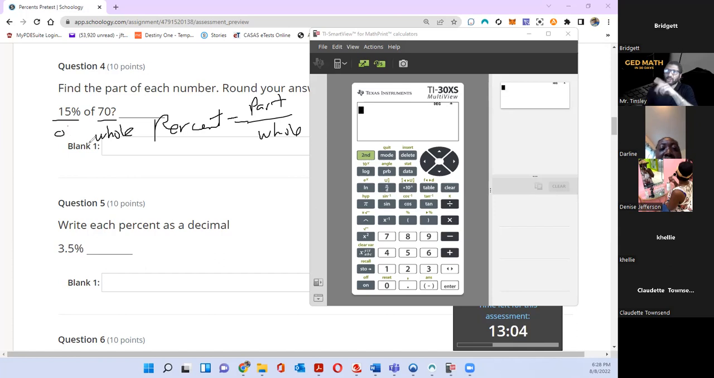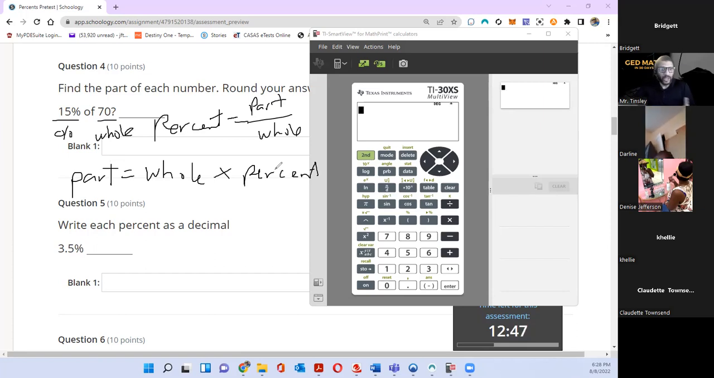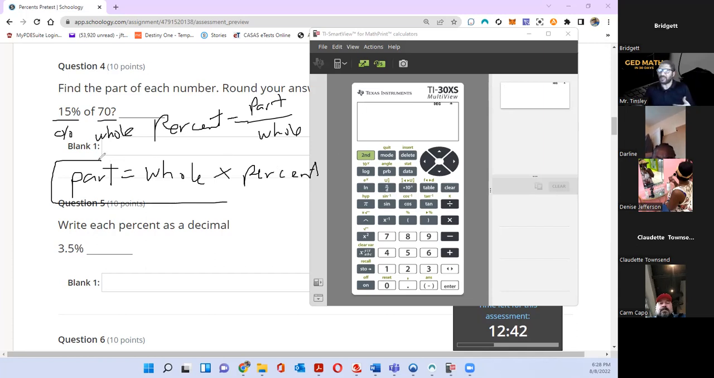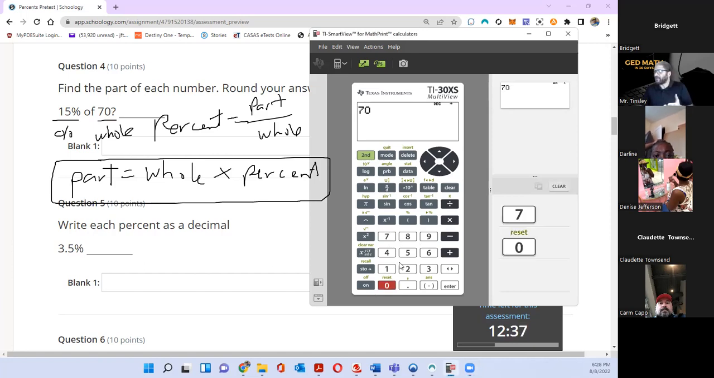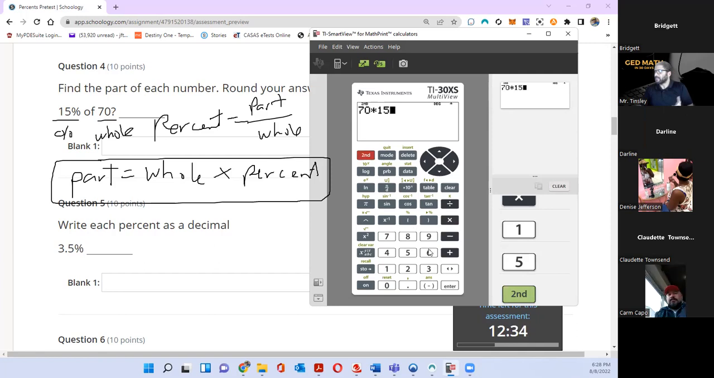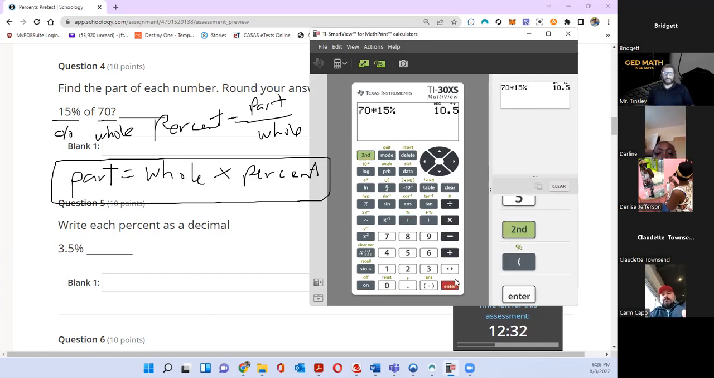The 70 is the whole. This is the percent. So we're looking for the formula part, which is whole times percent. This is how you have to be able to identify what's given. 15% is the percent of 70. 70 is my whole. So that means they want to solve for the part. Part equals whole times percent. So all you do is go to your calculator, 70 times 15%. $10.5.